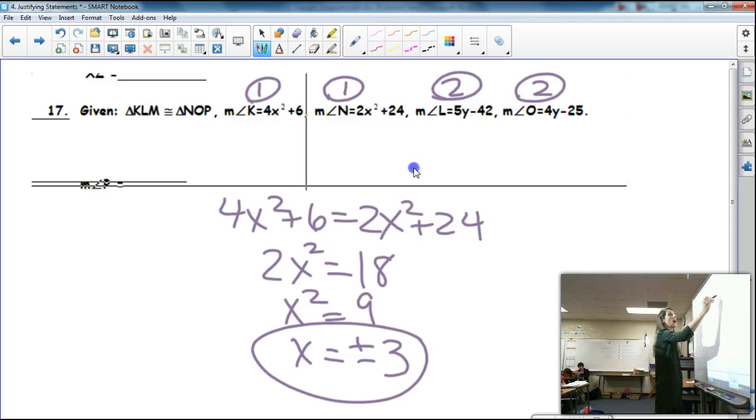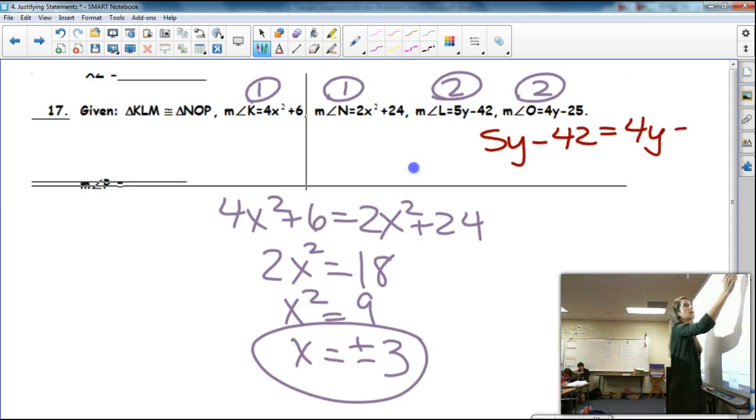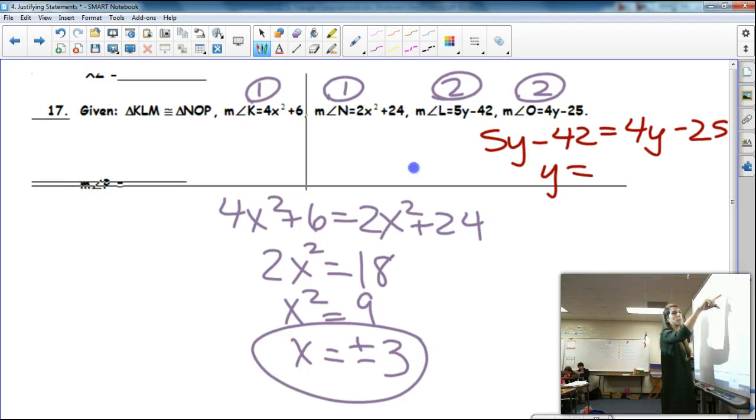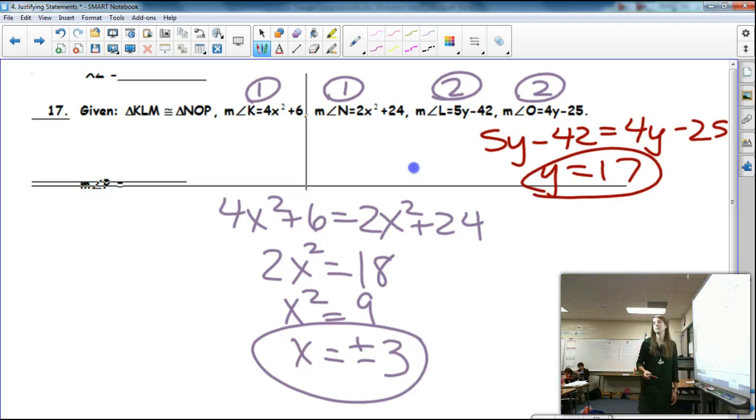Okay, 5y minus 42 equals 4y minus 25. Help me out here. I think y is plus 17. Okay. So we've got x and we've got y, but it wasn't asking for x and it wasn't asking for y. It's asking for the measure of angle P. Wait a minute. None of those equal angle P. It's listed third. None of those equal angle P.